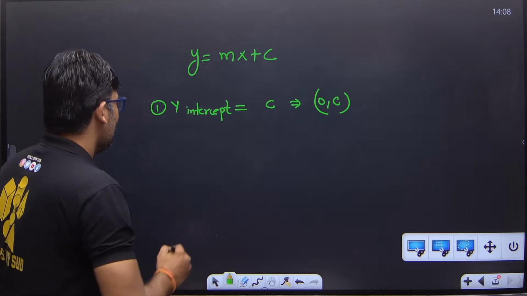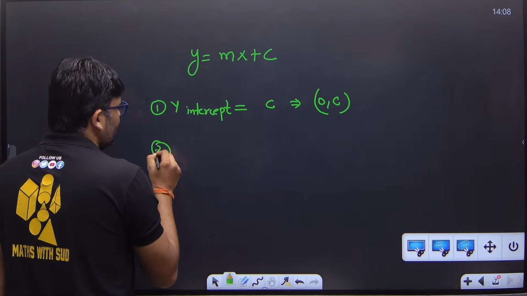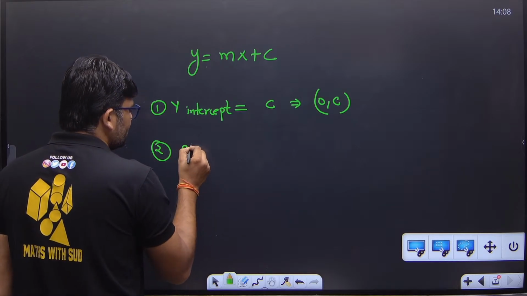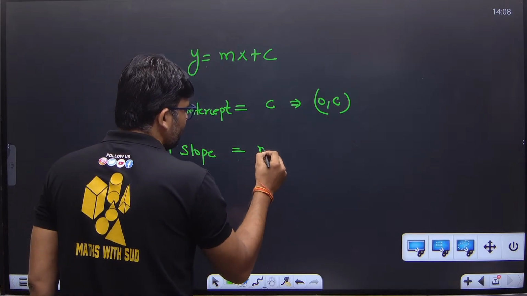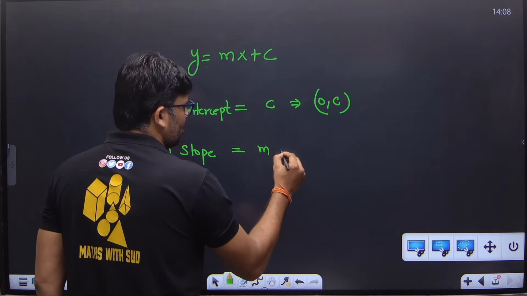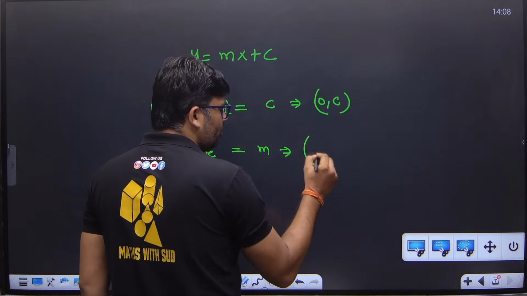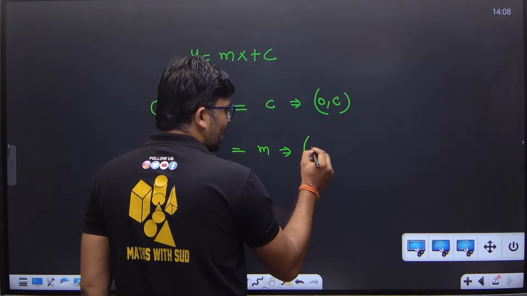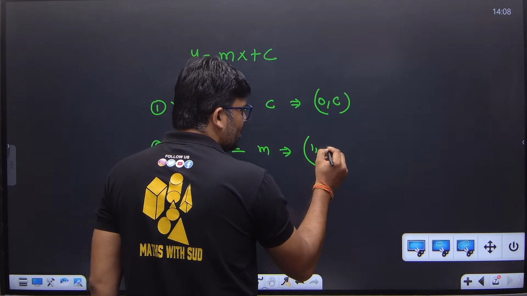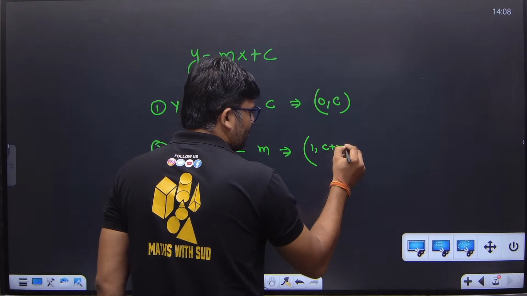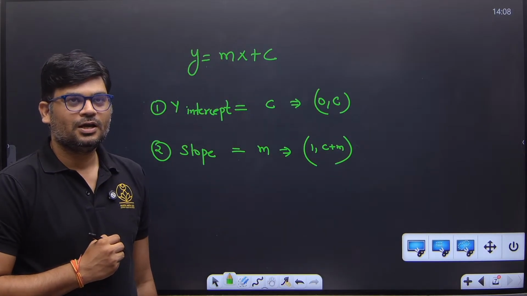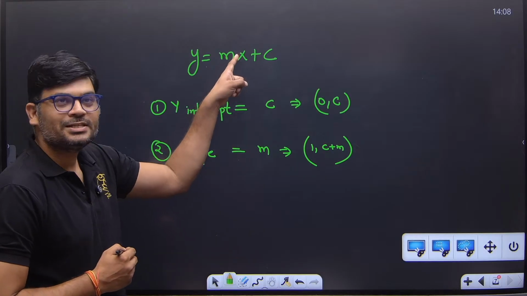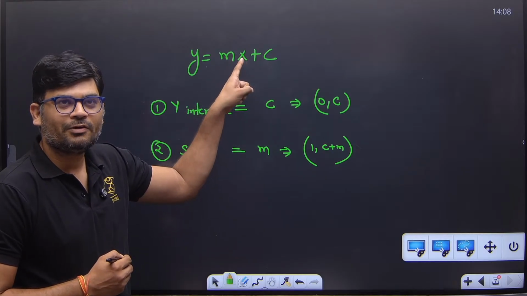The second thing that comes into our mind is slope, which is given by the coefficient of x, that is m, and the coordinate. If I want to see the coordinate, what I can do is I will put 1 comma c plus m. Just check it out. If I put x equal to 1, it will be m plus c.